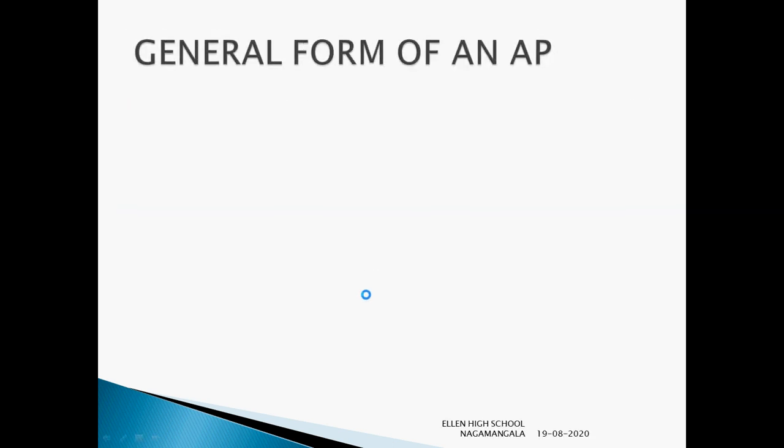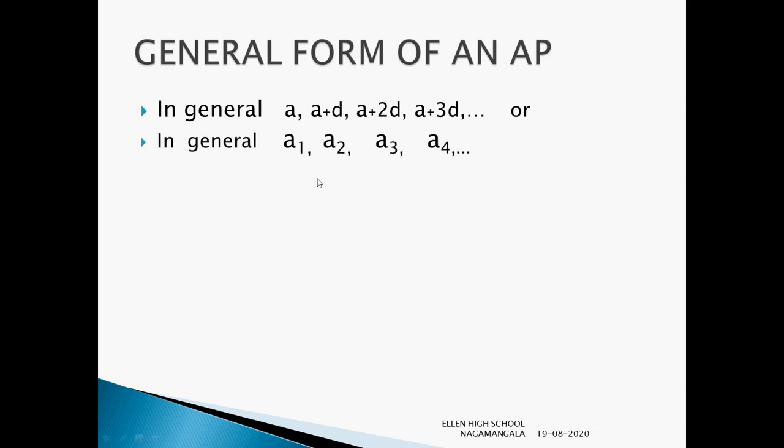General form of an AP. We need the general form to express an AP. In general, a, a plus d, a plus 2d, a plus 3d, or it can also be called first term a1, second term a2, third term a3, fourth term a4. These two are the same: a1 is equal to a. a2 is equal to a plus d. Here a is the first term and d is the common difference.